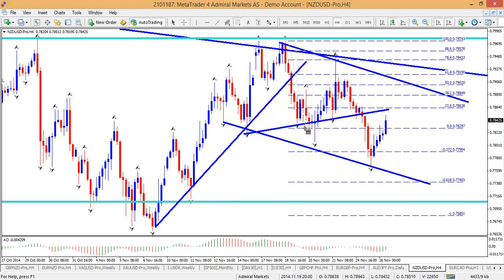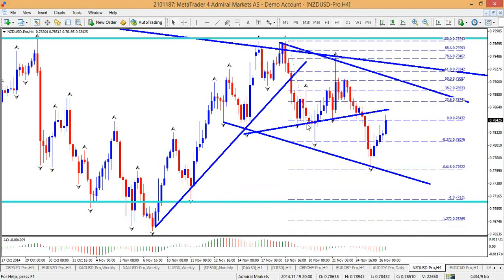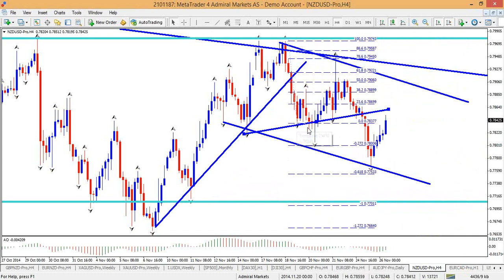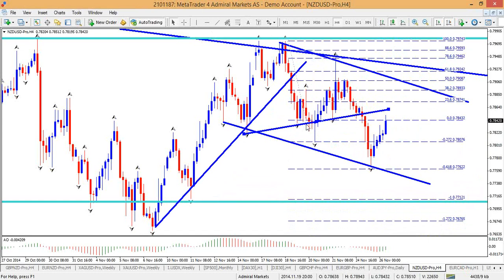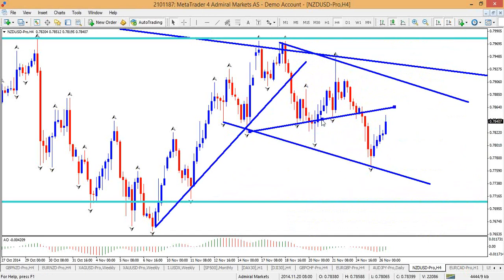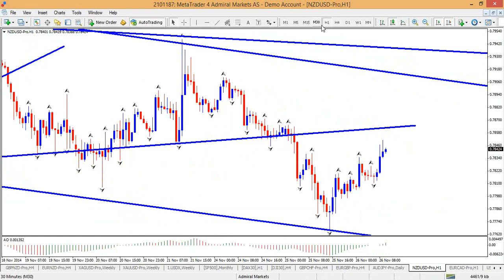Let's put a fib on as well from here to here. Came very close to hitting the minus 618, but didn't totally. In that regard, one would expect a further fall down to the bottom of that range from this perspective.